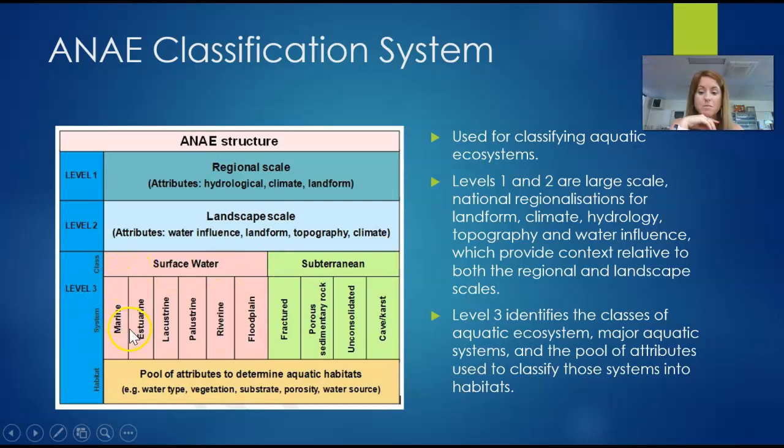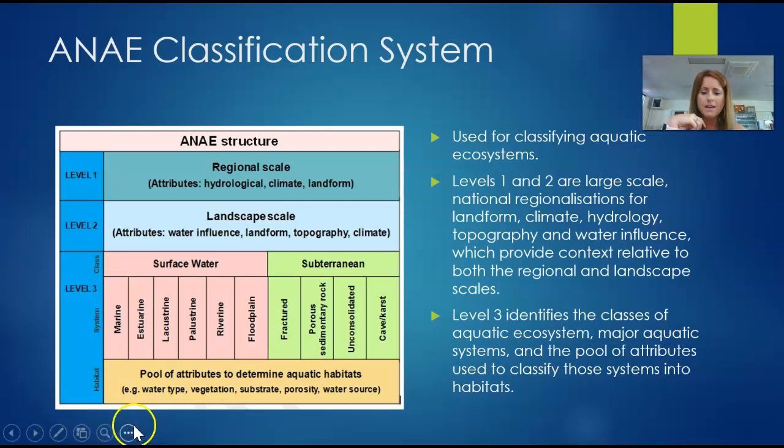And then from there, is it marine water? Is it an estuary? Is it a river? Is it a floodplain? So where is this surface water? What kind of water is it? And then even in the subterranean, is it in the sedimentary rock? Is it in a cave? Is it fractured? So all of these sort of just trying to get it a bit more specific as they go.